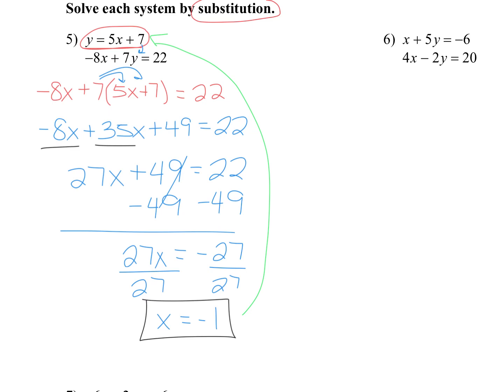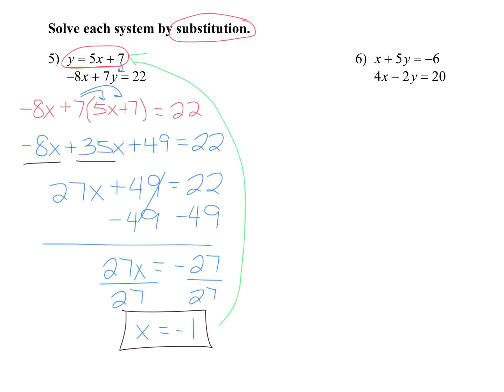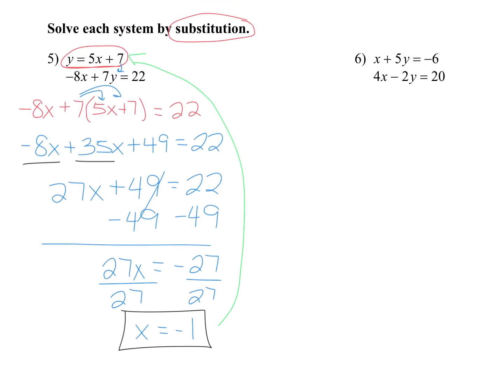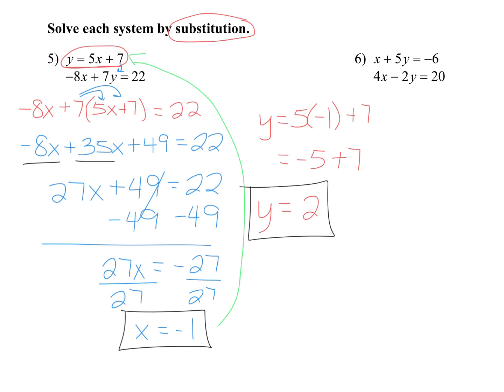All you have to do is just plug that value in. Okay, so I'm using that first equation, and I'm plugging negative 1 in for x. So we have y equals 5. Now, is it minus 1 or is it multiplying by negative 1? Yep, be careful with that. Plus 7. 5 times negative 1 is negative 5 plus 7, so you get 2. y equals 2. Now are we done? Yes, we have our x and we have our y.